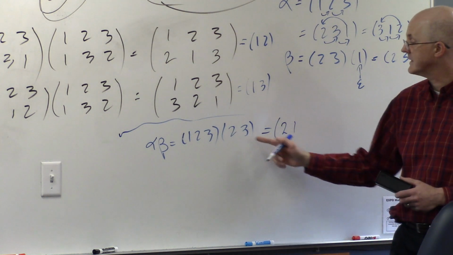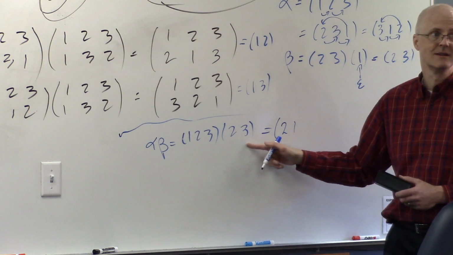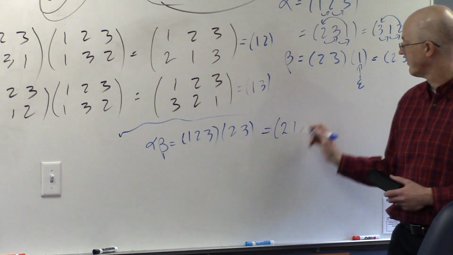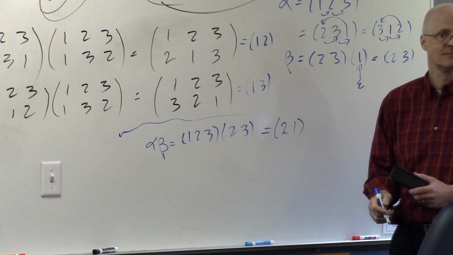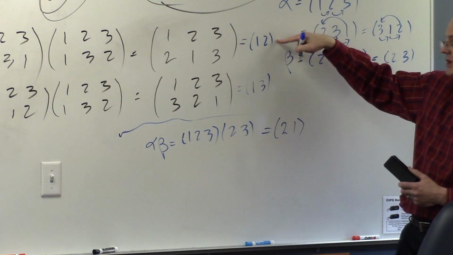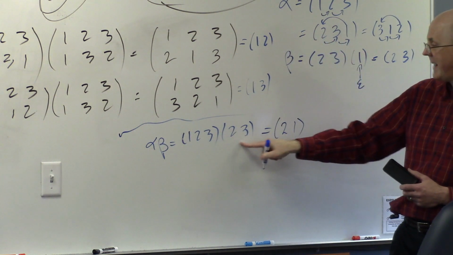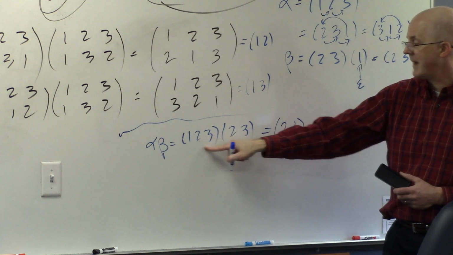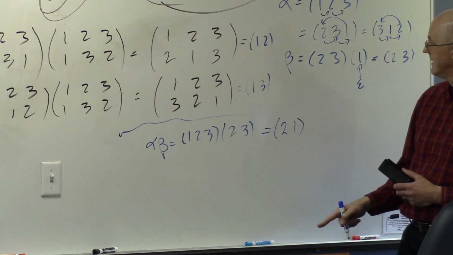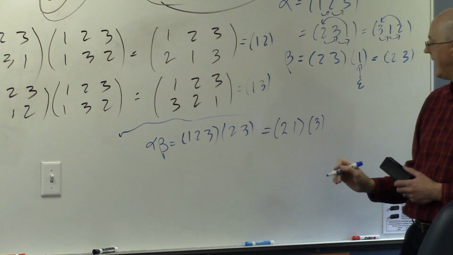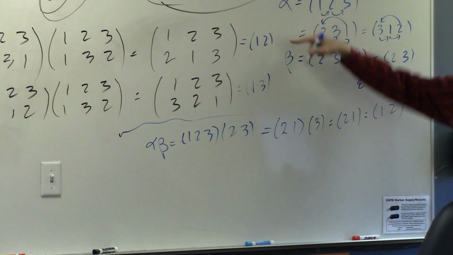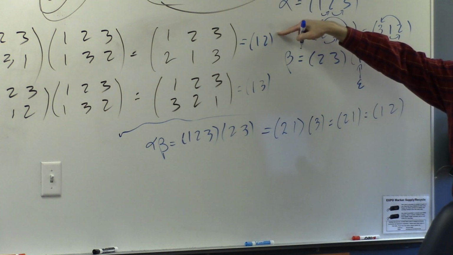What does 1 get mapped to? This one keeps 1 fixed. This one maps 1 to 2. So overall, 1 goes to 2. Does 3 get mapped to itself, as evidently it should? This one maps it to 2, but this one maps it back to 3. So 3 does get mapped to itself. I could write this, but I don't have to. I can just write this, or I can write this. And I see that I get the same thing that I got with the array notation.